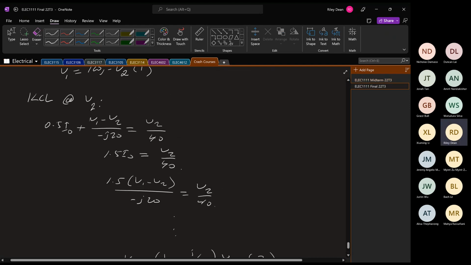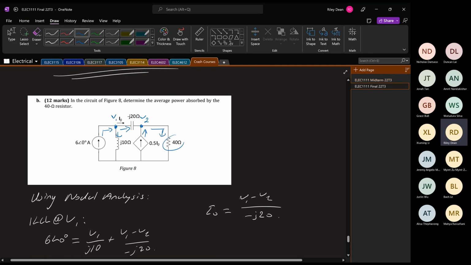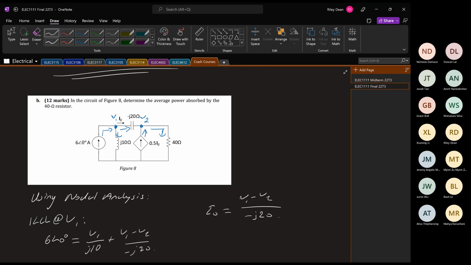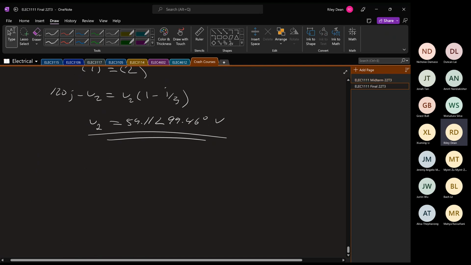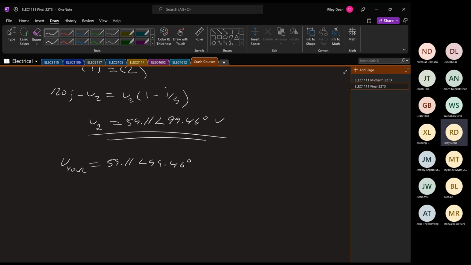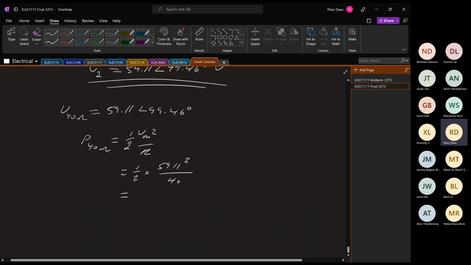And as we're concerned with the average power across our 40 ohm resistor, we know the voltage across the 40 ohm resistor is as such. And so the power is going to be half Vm squared on R, using our equation from before. That gives us 43.68 watts.